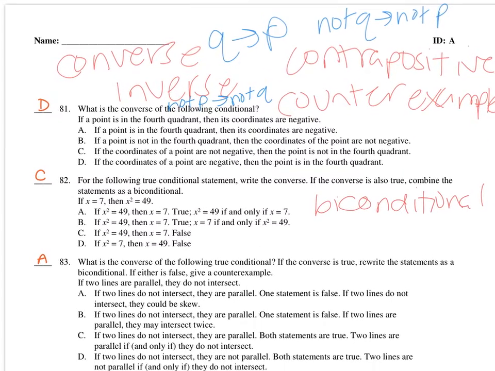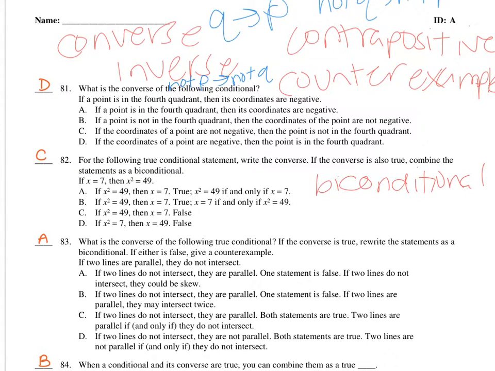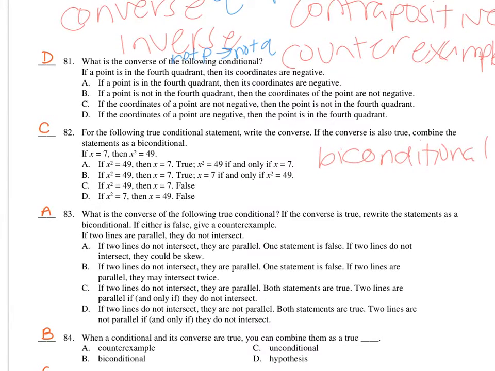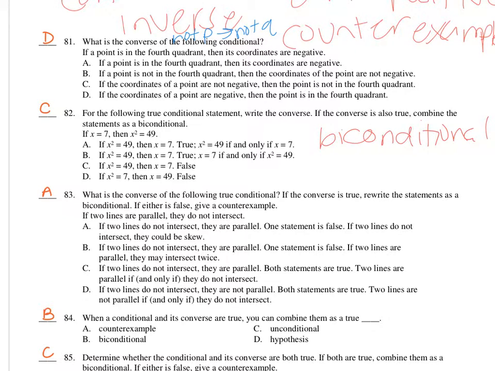All right, 81, write the converse. So we switch the order. If the coordinates of a point are negative, then the point is in the fourth quadrant. 82, it says write the converse. The converse is if x squared equals 49, then x is 7. And then it says if the converse is also true, combine the statements to form a biconditional. So this one's false because you could also have x be negative 7. So that would have been a counterexample.